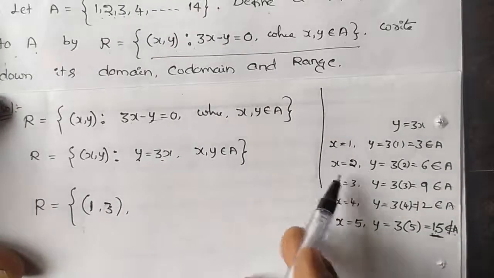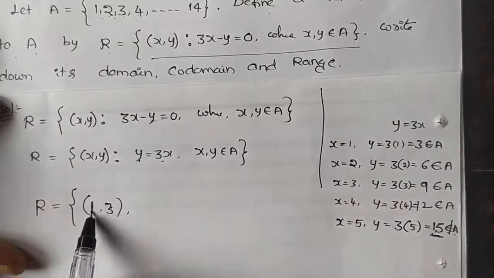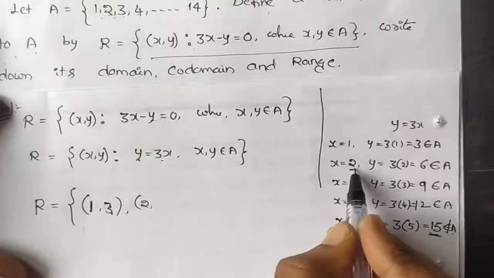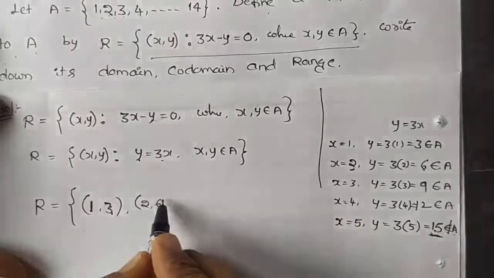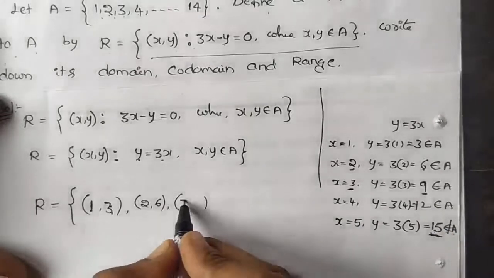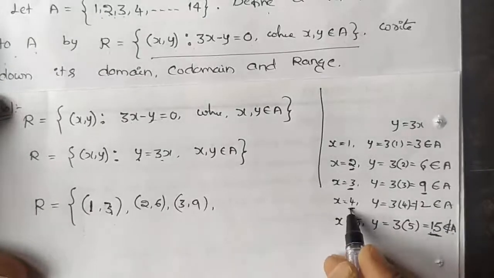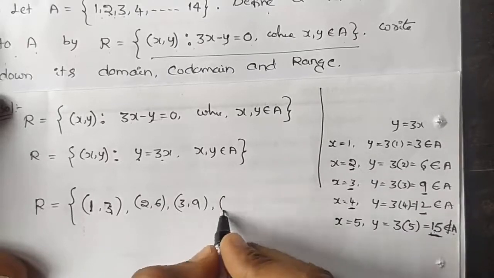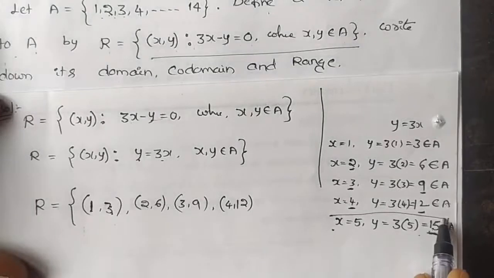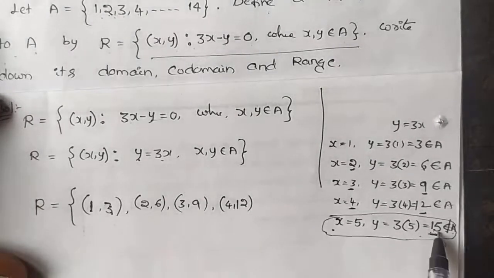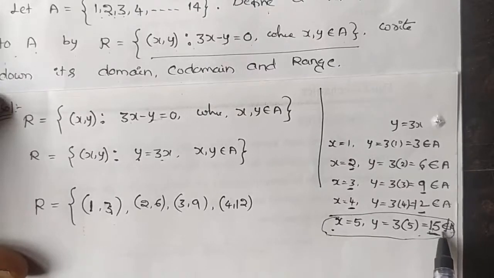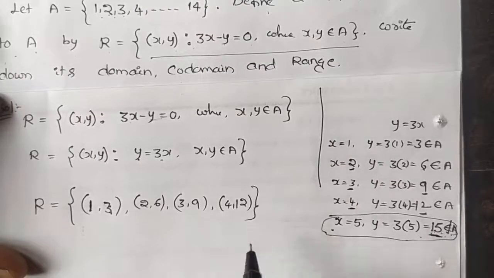Now write this down in roster form. If x equals 1, y equals 3. If x equals 2, y equals 6: (2, 6). Next, if x equals 3, y equals 9: (3, 9). If x equals 4, y equals 12: (4, 12). That's it. The next one should not be considered because the element y does not belong to the set A. We have to stop there itself.